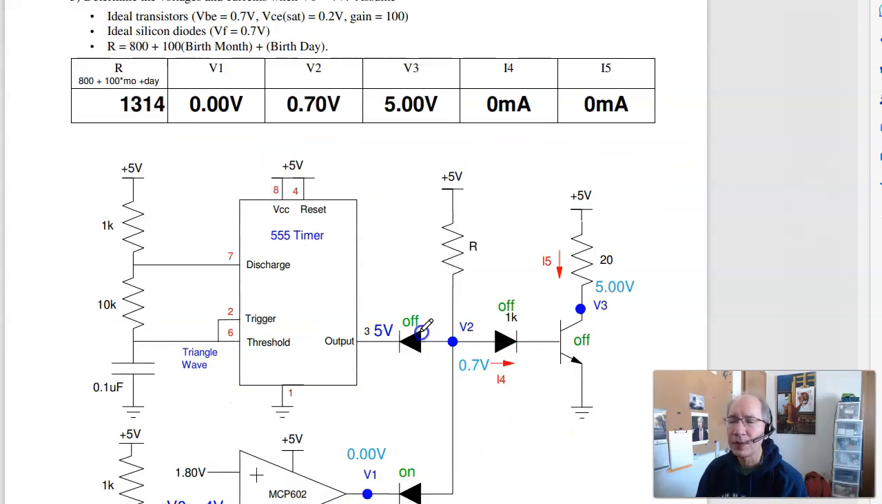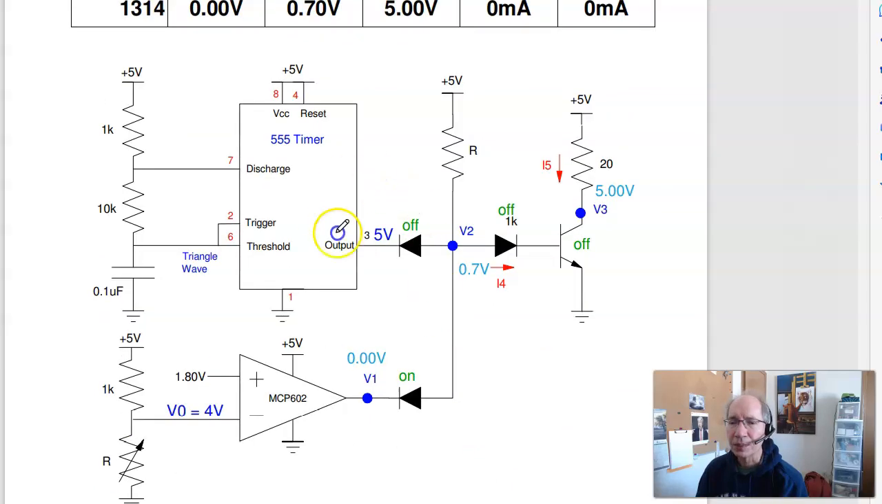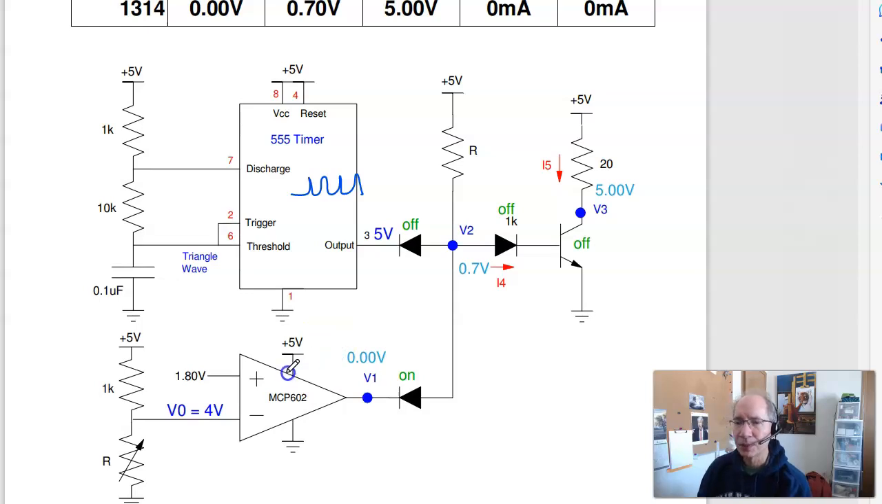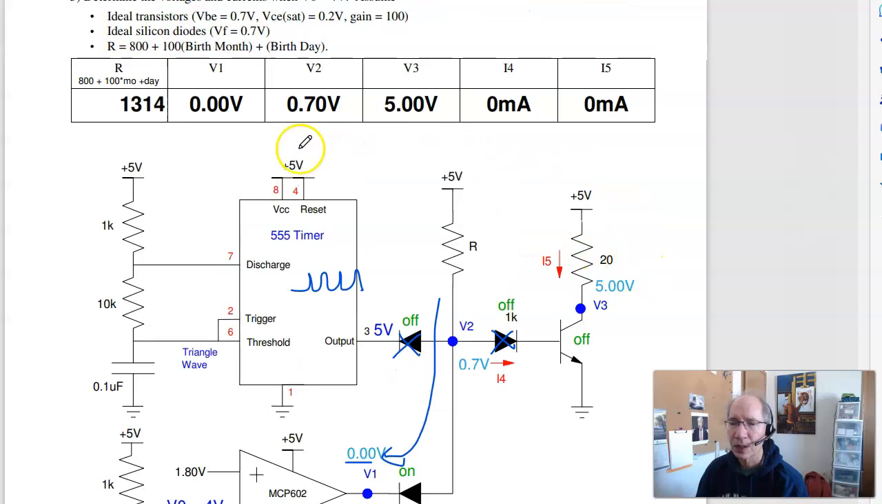Problem 5, this is like we did in the homework. I've got a TTL or 555 timer outputting a square wave. Here's my on-off control. If the output is 0, what happens? Well, if this is 1.8 volts and 4 volts, V plus is less than V minus, this slams low, gives you 0 volts out. When this is 0 volts, that makes this 0.7, current flows this way. This diode is off, this diode is off. If this diode is off, I have no current flow, this turns off, and the output is 5 volts. So what you should get is V1 is 0 volts, 0.7 volts at V2, 5 volts at V3, 0, 0.